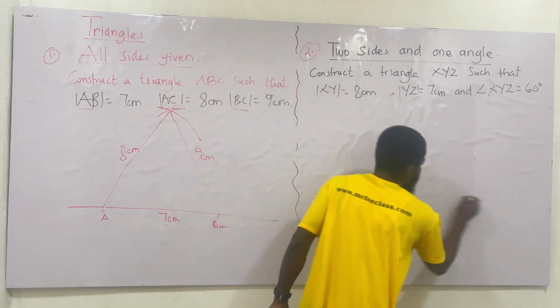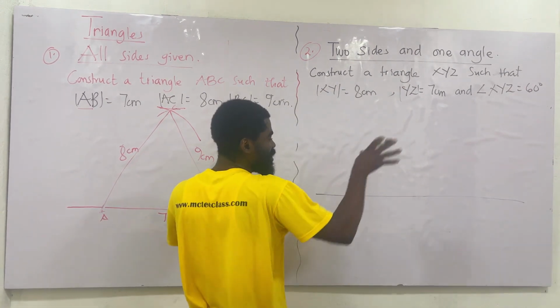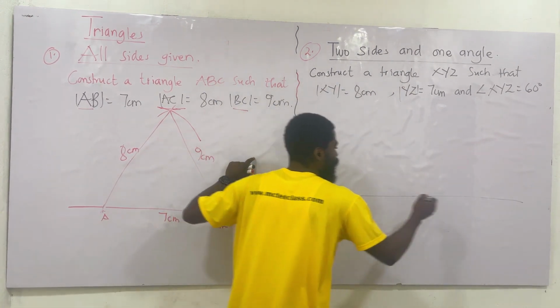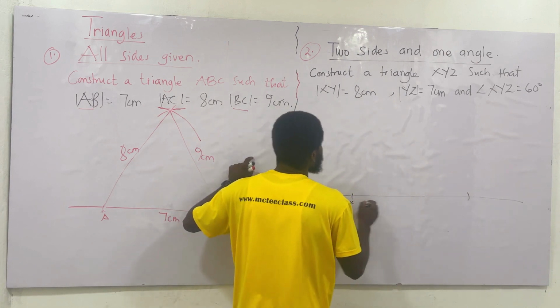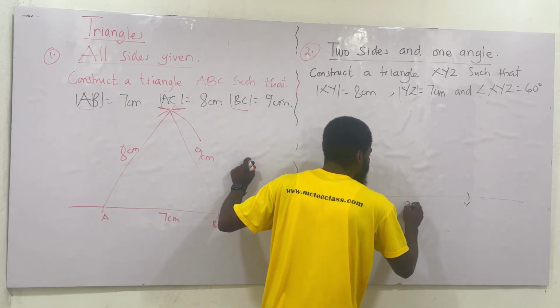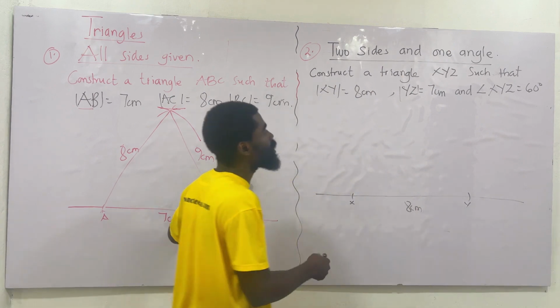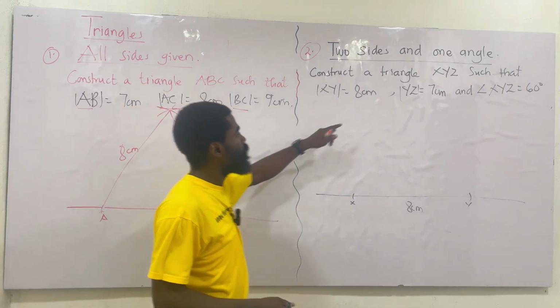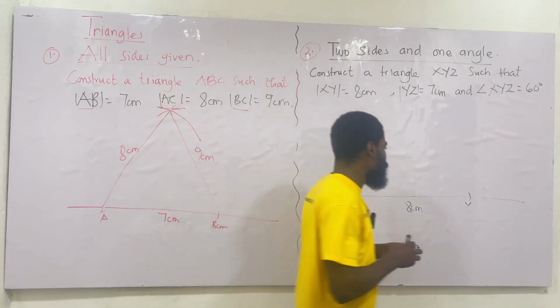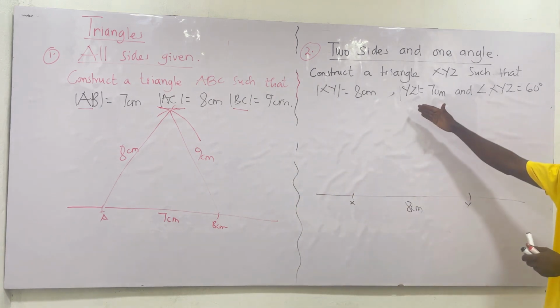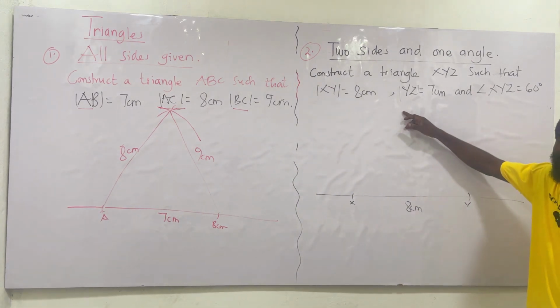First of all, a long line without measurement. Then we measure our 8 cm on the ruler. We count our 8 cm. So this is X. That is Y. Now put my 8 cm. Very important to do this. I can get some marks here. Then they said YZ is 7 cm. Now this is Y. We don't know what Z is. So you don't know where to draw.